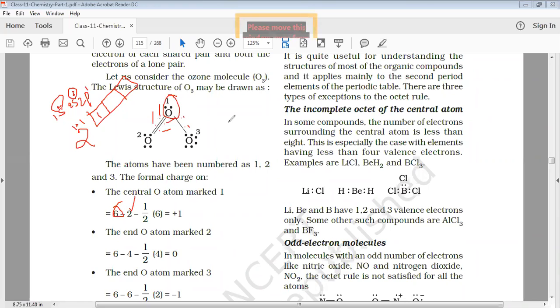So how many electrons are involved in the bond formation? It seems to be 6. So that's why we are applying the formula like this. It's 6 minus 2 minus 1/2 into 6. So 6 minus 2 is equal to 4. Okay. So 4 minus 1/2 into 6, it will become 3. So from these two you will get 4. So 4 minus 3 is equal to 1. So that is plus 1. So the oxidation state of the first oxygen seems to be plus 1.